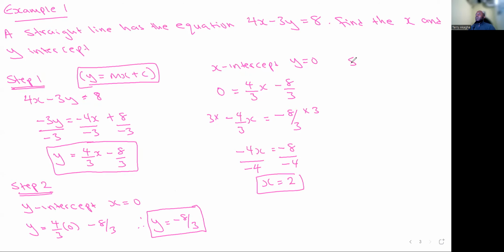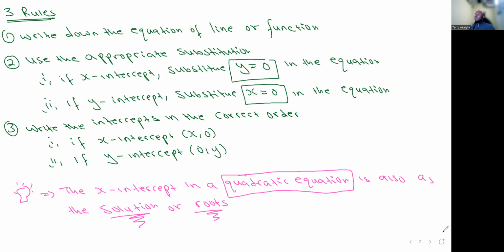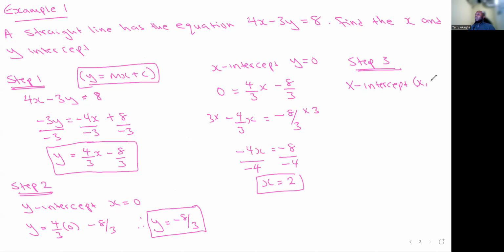Then step 3, we have to write it in the correct order. The x-intercept is written as x comma 0. So therefore, the x-intercept is 2 comma 0. Are you seeing it? Then we're going to find the y-intercept. The y-intercept is going to be 0 comma y, and that will give us 0 comma minus 8 over 3. And that will be the answer for that.